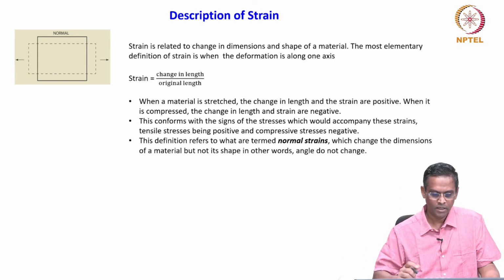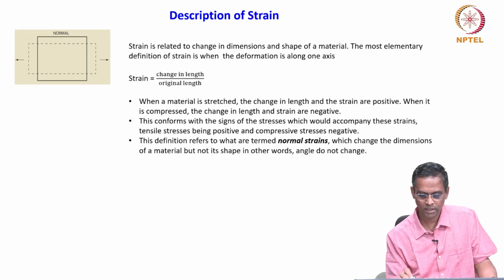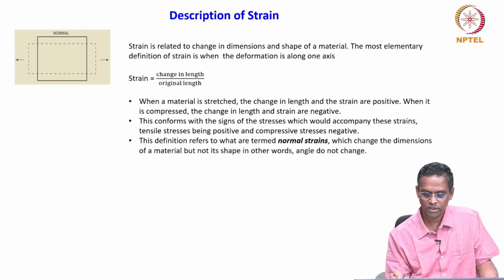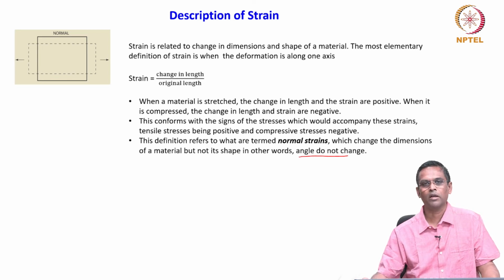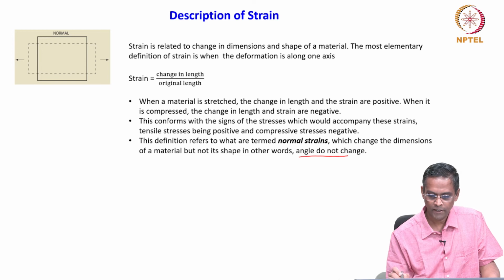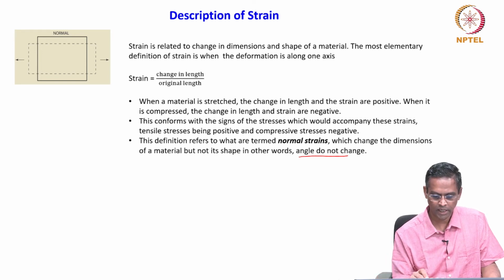And as I just mentioned, this definition refers to what are called normal strains, right? Which change the dimensions of a material but not its shape. In other words, angles do not change, very important. So, when you say normal strain, we are not talking about angle, okay. It changes the dimensions of a material but not its shape, okay.